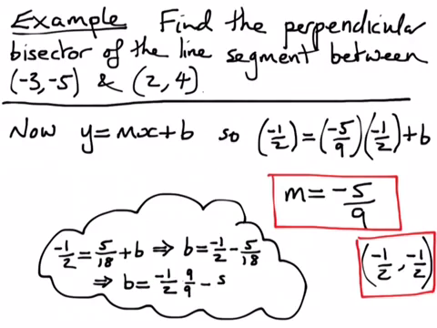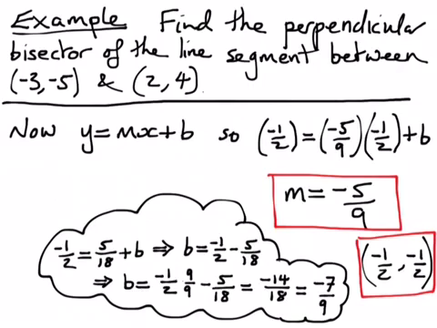Right, here we're just doing some little calculations. We know that negative a half is equal to minus 5 over 9 times negative a half plus b. So we can rearrange all that, and we eventually get that b equals negative 7 over 9. If you don't see it right away, pause the video, work it out on a little bit of scrap paper. So we have b is negative 7 over 9.